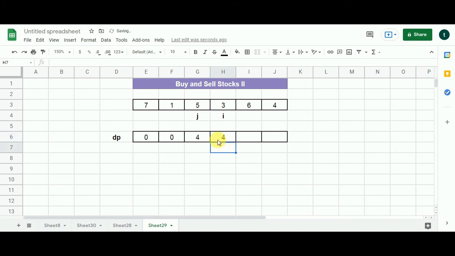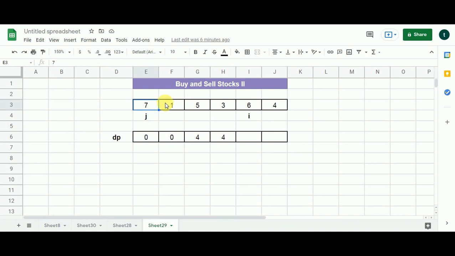I didn't do this comparison in the previous iterations because I was waiting for the right scenario to appear. The algorithm will, however, do it for every iteration of I. Now let's move I to the next cell. I now represents 6, so 6 is the selling price. J has gone back to its base position and it represents 7, which is the buying price for now.